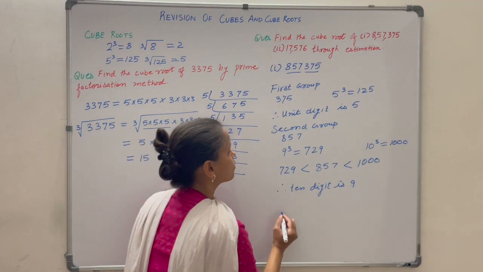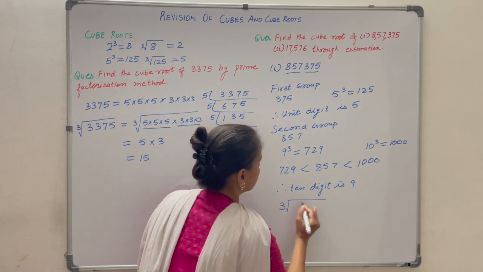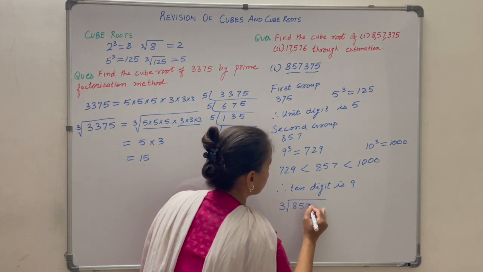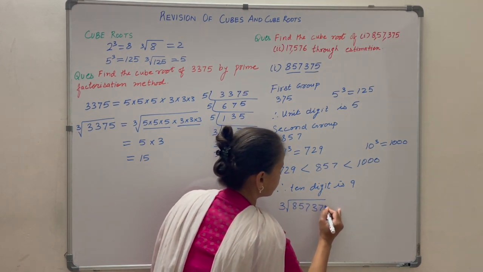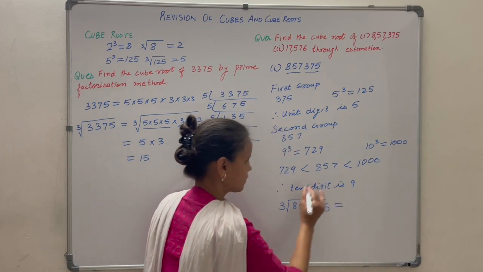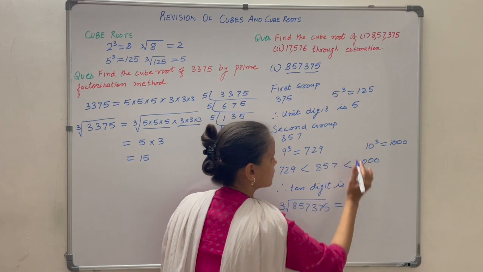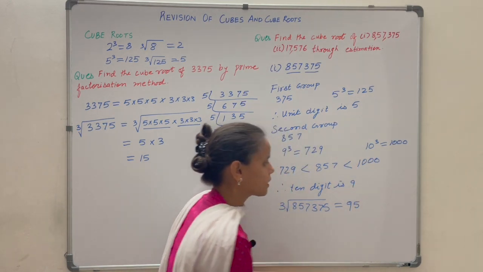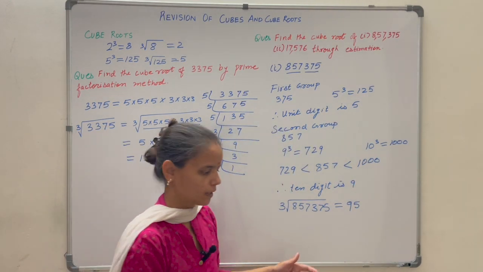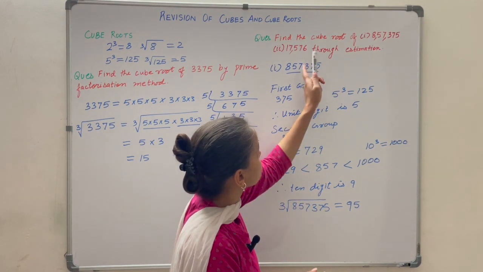So what is the cube root of 8,57,375 through the estimation method? This is in tens place and this is in units place. The cube root is 95. Now let us take the second question, that is 17,576.